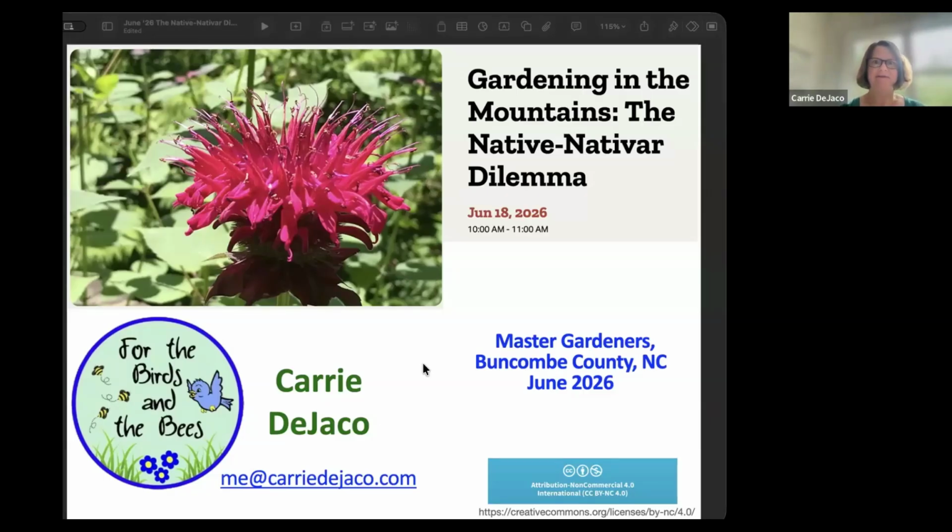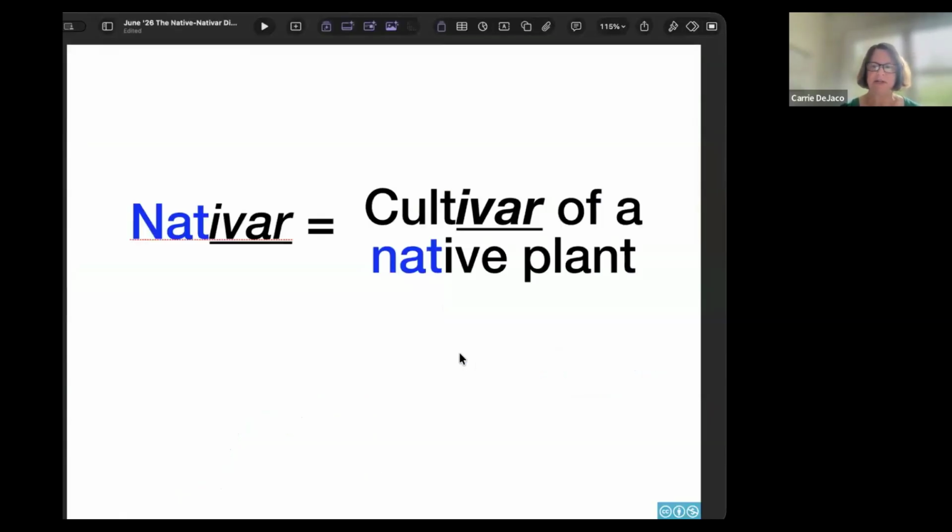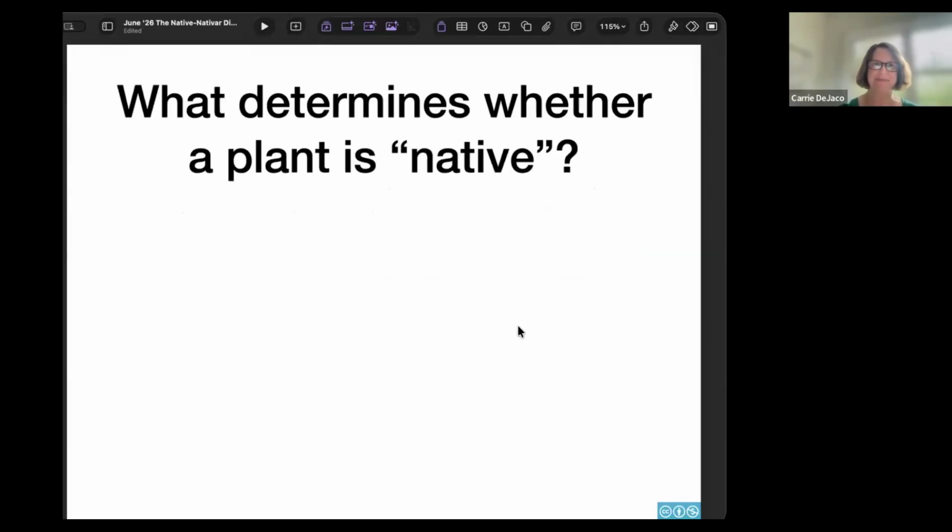Okay, so the Native-Nativar Dilemma. We've got people here from a variety of backgrounds, so I want to start with some definitions to make sure we're all on the same page and understand some of the terminology that we've got here. First off, a nativar is simply a cultivar of a native plant. This term nativar popped up within the last decade, I believe, to refer to cultivars that are of native plant species. So now let's get into what exactly it is for something to be native and what exactly it is for something to be a cultivar.